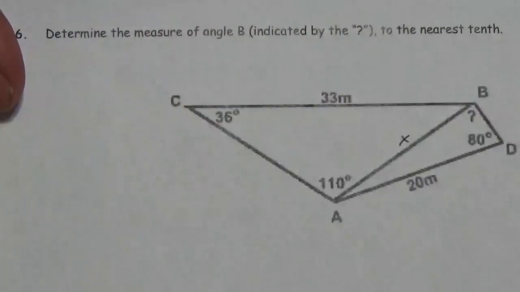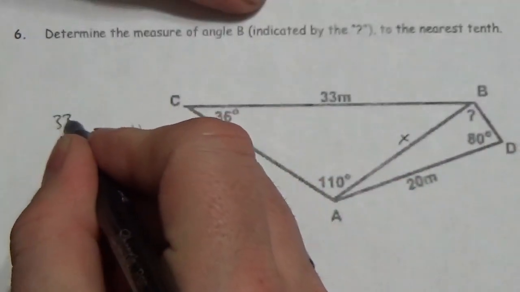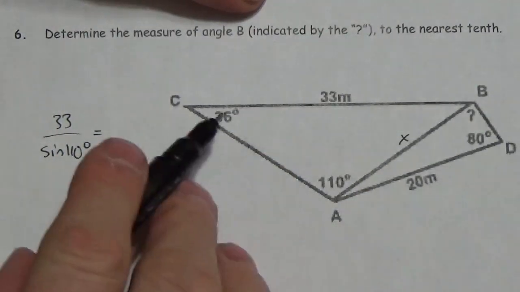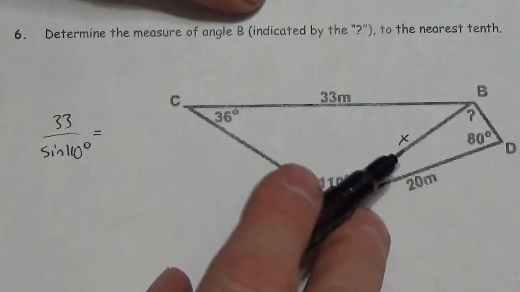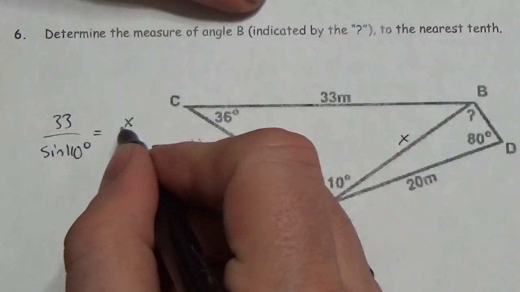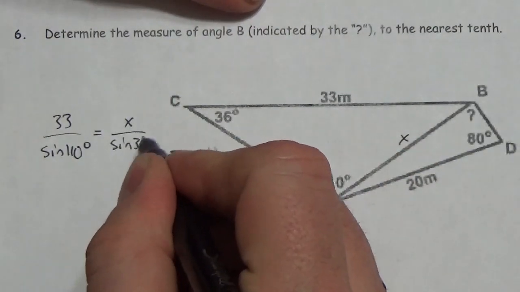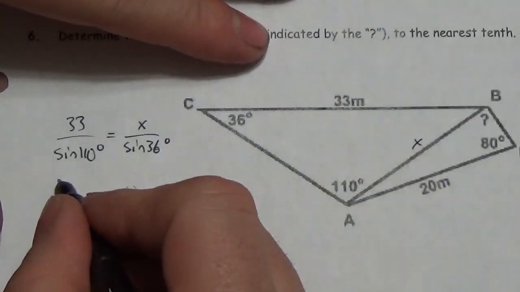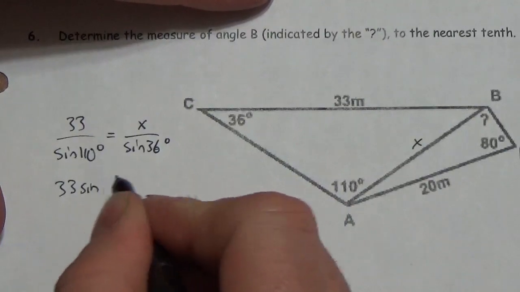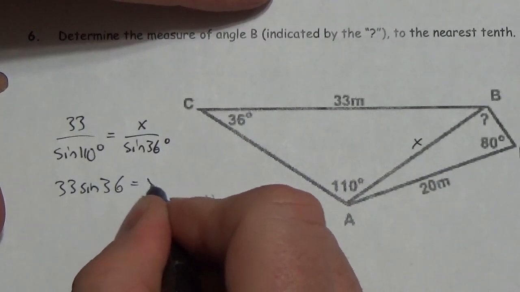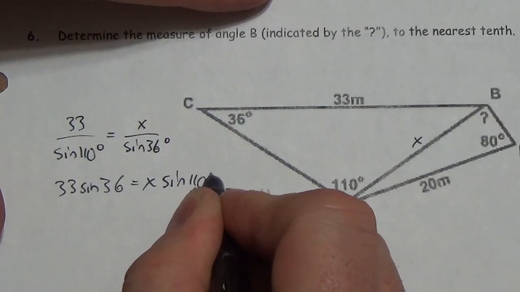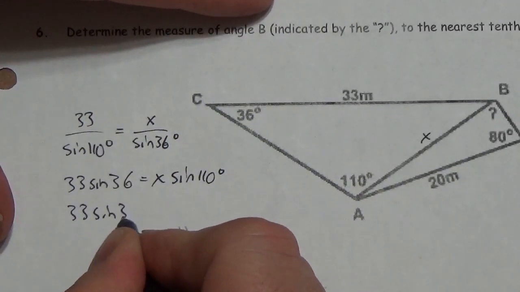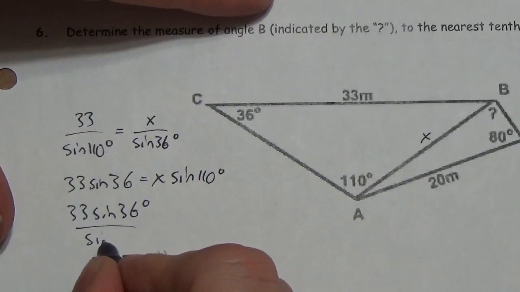So I have this 33 over the sine of 110. And I also have the angle opposite the side that I'm looking for. So I can put X here and make this the sine of 36 degrees. Perfect. So now I will cross multiply. So 33 sine of 36 will equal X sine of 110. Then I'll divide. And when I'm looking for the side length, that's really all I got to do.